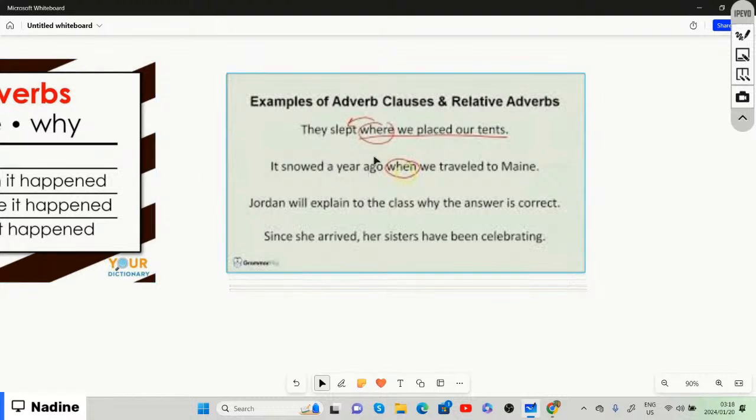And it snowed a year ago when we traveled to Maine. And that word, when, that is circled is a relative adverb, right? That tells us when. And it basically tells us the time. It's like telling us when it happened.